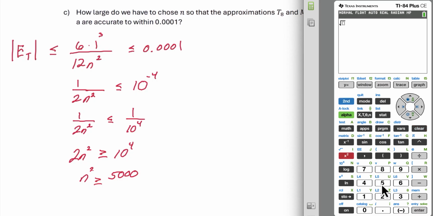Square root of 5,000. We get roughly 70.1. So let's round up and say n is greater than or equal to 71. So if we have 71 or more strips or trapezoids, we'll be accurate to within 1/10,000th of the true integral.